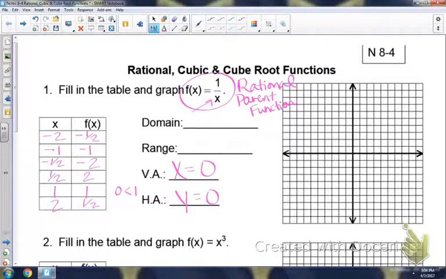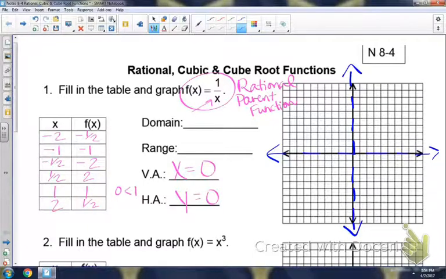Okay, so I'm going to go ahead and draw my two asymptotes. My vertical asymptote, which means where it crosses the x at, it crosses it at 0. So I'll use blue. Crosses the x at 0, there's your vertical. Your horizontal is y equals 0, so it crosses the y at 0. So those are your two horizontal and vertical asymptotes.